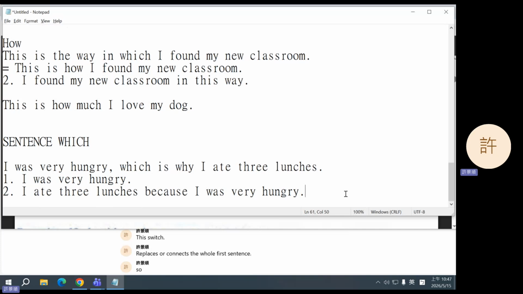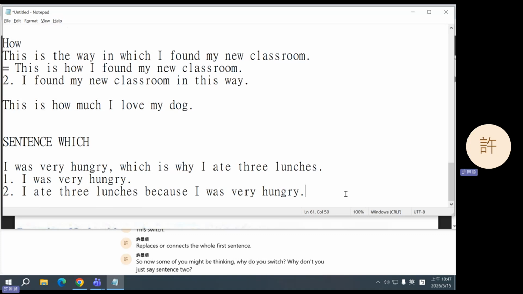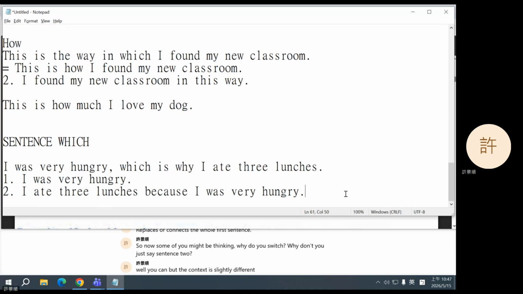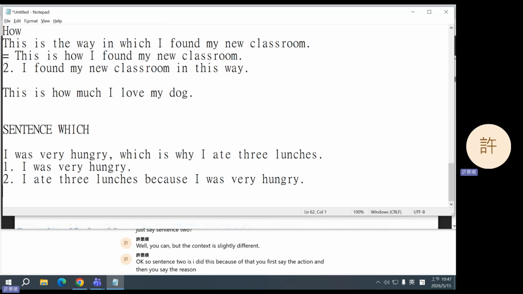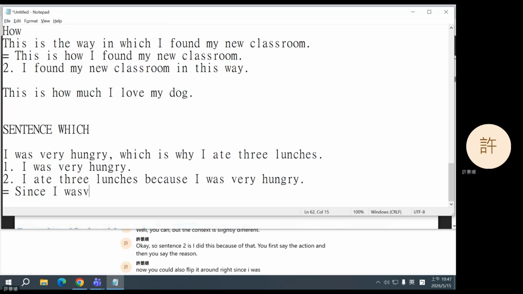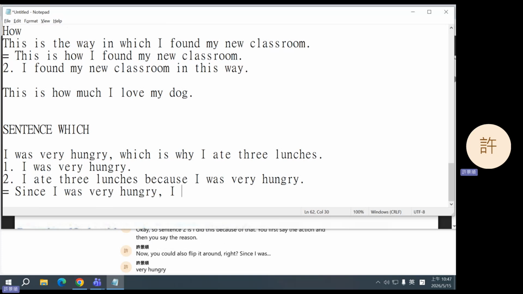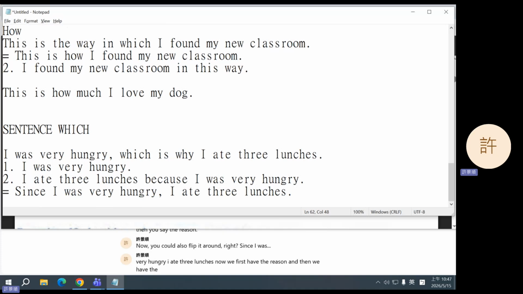So now some of you might be thinking, why use "which"? Why don't you just say sentence two? Well, you can, but the context is slightly different. Sentence two is "I did this because of that." You first say the action and then you say the reason. Now, you could also flip it around, right? "Since I was very hungry, I ate 3 lunches." Now we first have the reason and then we have the action.